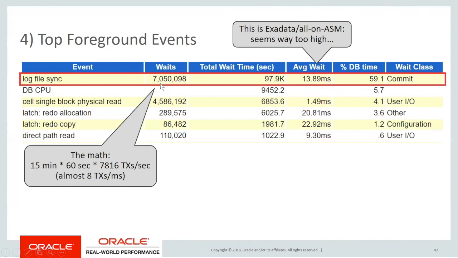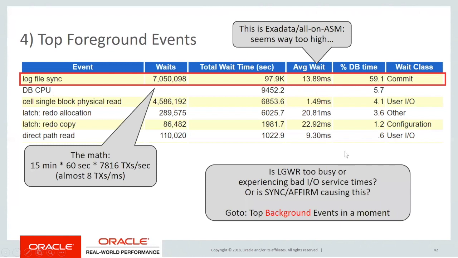Now, the issue is not the number of waits here. The issue obviously is the average wait time. This was an Exadata environment with everything on ASM, so this seems very high, 14 milliseconds. Even with Data Guard configured, this is not what you would want to see.